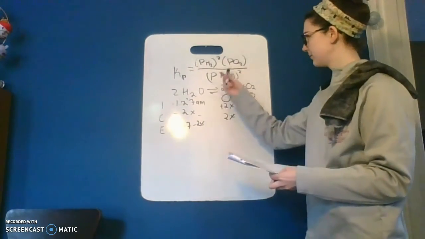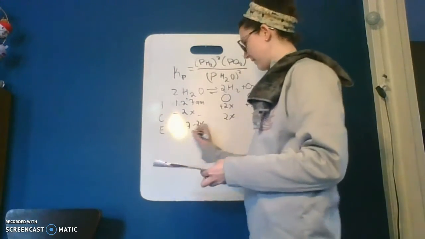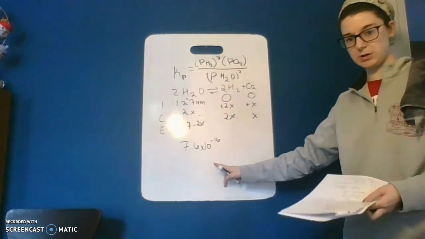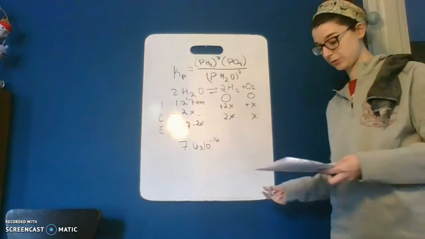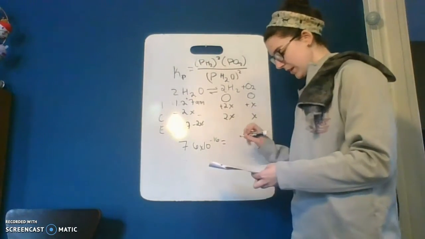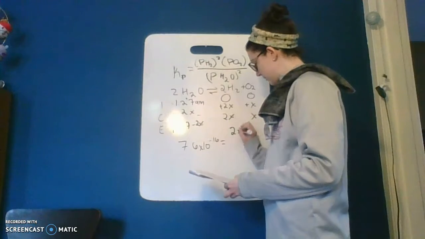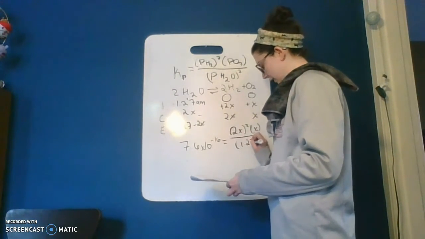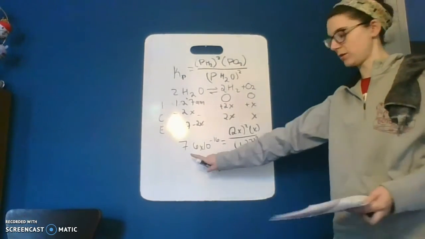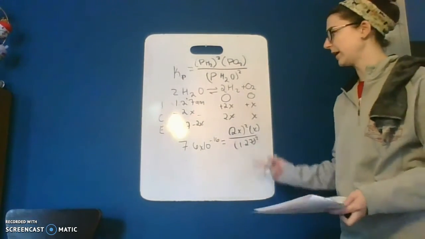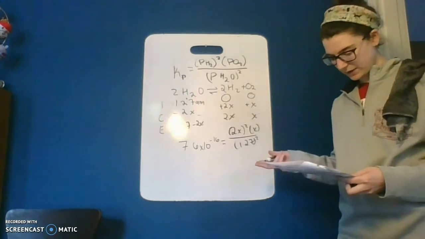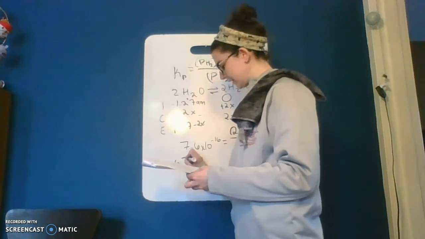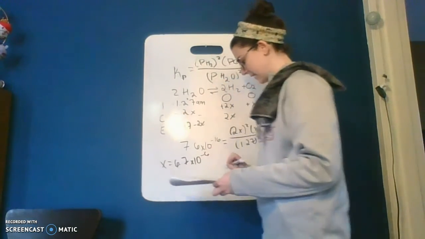So if I were to plug in my values from up top here, they give me a Kp value of 7.6 times 10 to the negative 16, which is very small. So that means we can do a shortcut. We don't have to do a quadratic formula. Kp equals 2x squared times x divided by 1.27 squared. So I ignore that 2x because I know I have a very small value for my Kp here. If I go ahead and solve for x, I get x equals 6.7 times 10 to the negative 6 atmospheres.